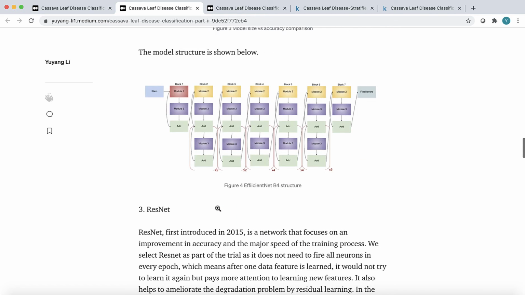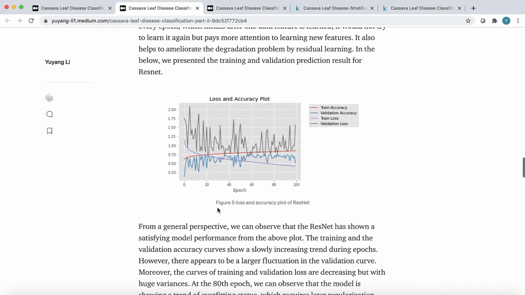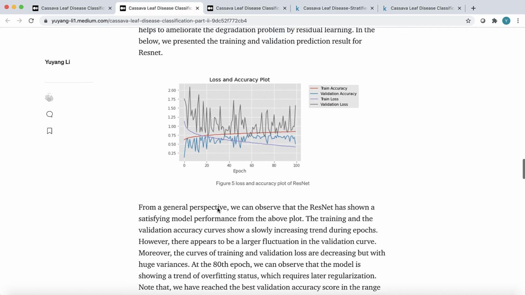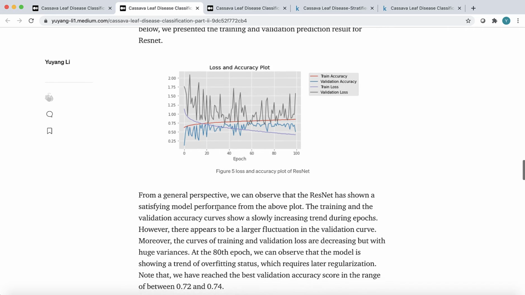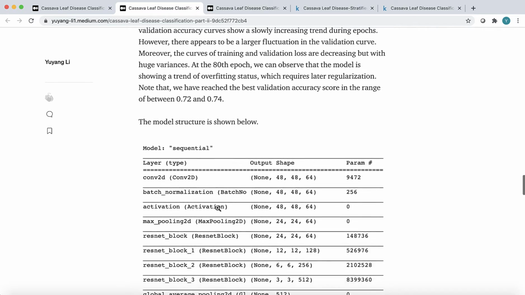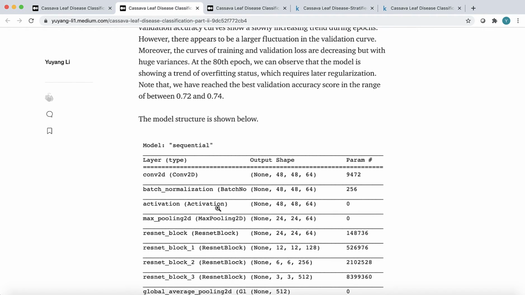Also, we selected ResNet since it does not need to fire all neurons in every epoch, which means after one data feature is learned, it will not try to learn it again, but pay more attention to learning new features. We will also spend our time on tuning hyperparameters like learning rate and number of epochs.